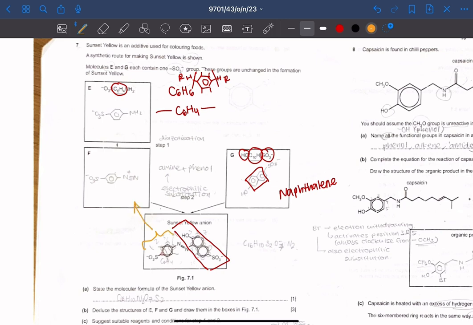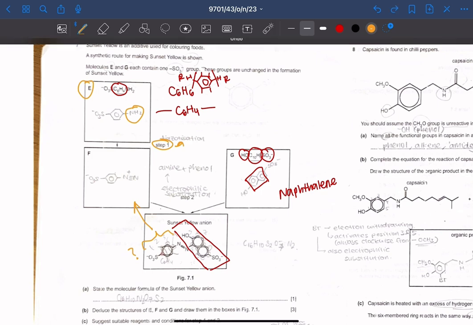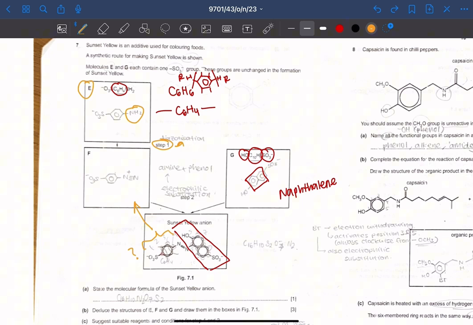So how do we form this compound from E? Of course, step 1 should be diazotization, where the NH2 becomes this, a triple bond N with the positive charge on the first nitrogen atom. And so it would form bonds with the G compound, the naphthalene, and form the sunset yellow anion.